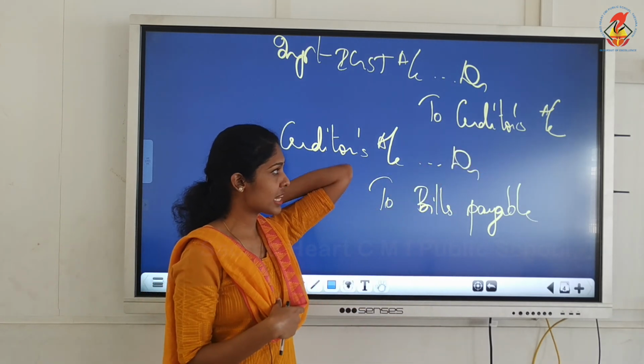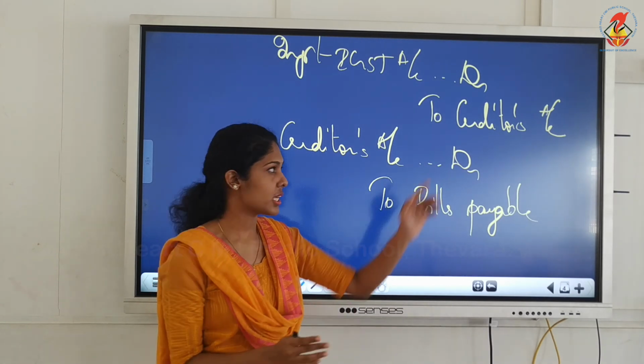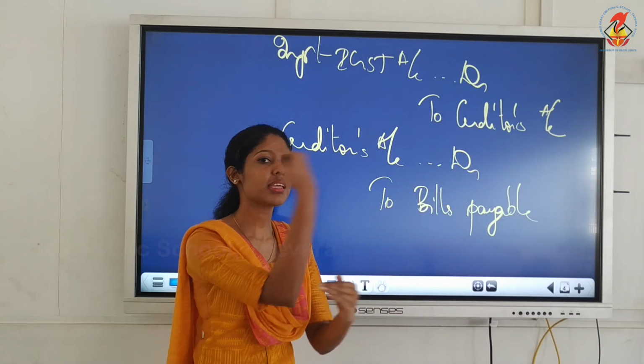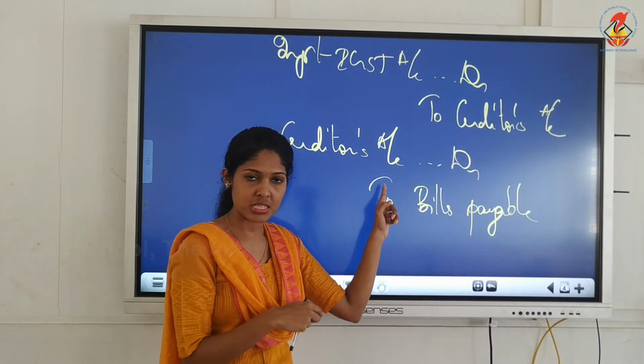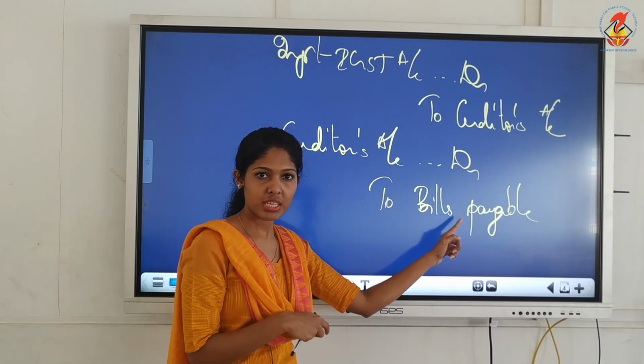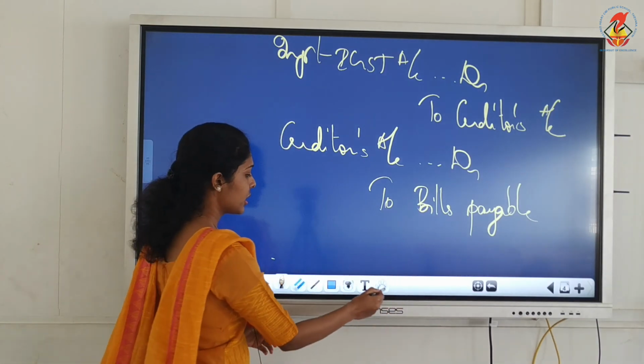Don't get confused about why creditors are getting debited. Yes, of course, creditors is a liability. We credited them first, being a liability. But now we are giving them something, so they will get cancelled. So creditors will get debited. Instead of giving them cash, what are we giving? Bills payable. What we give is bills payable, that we credited.